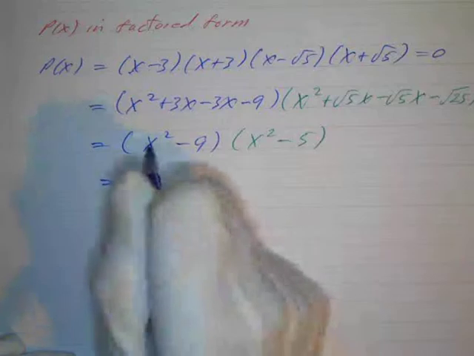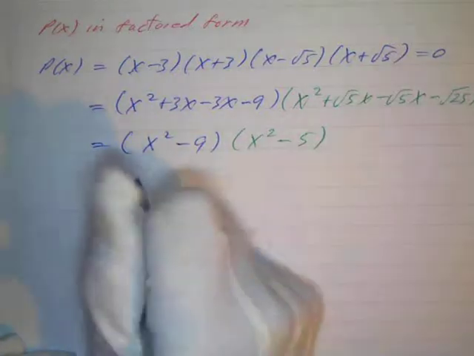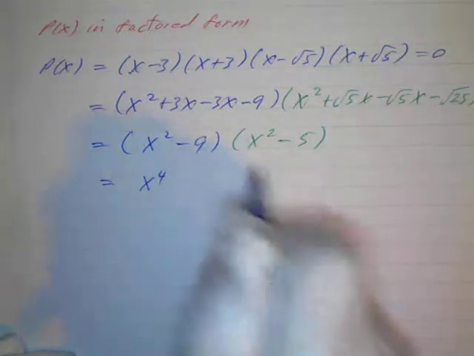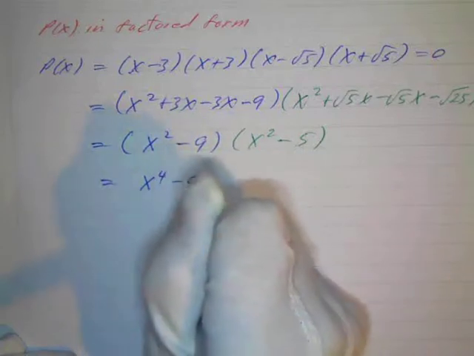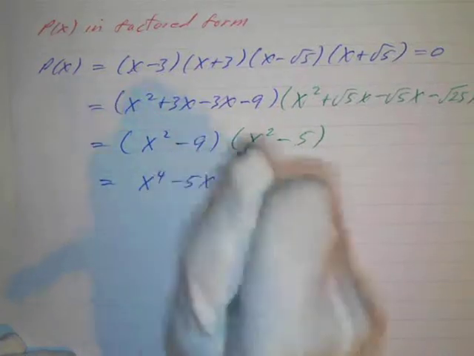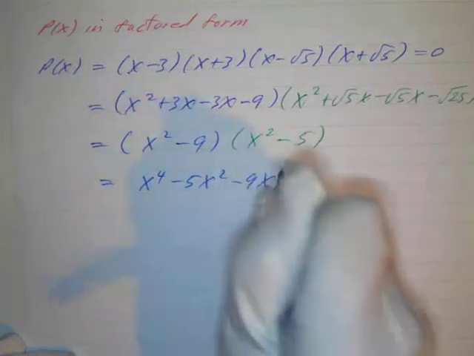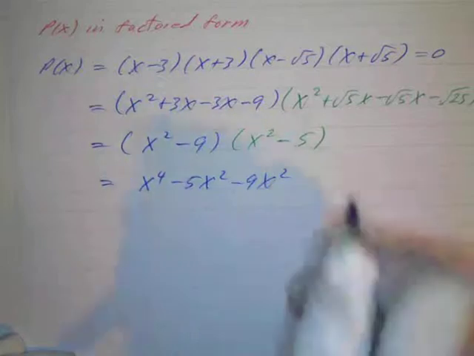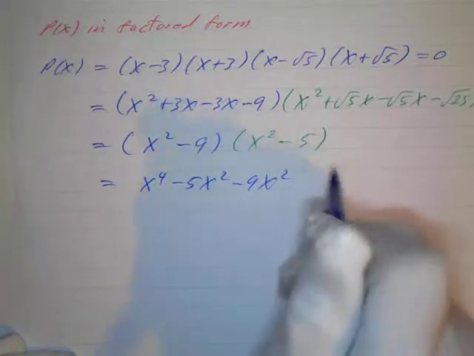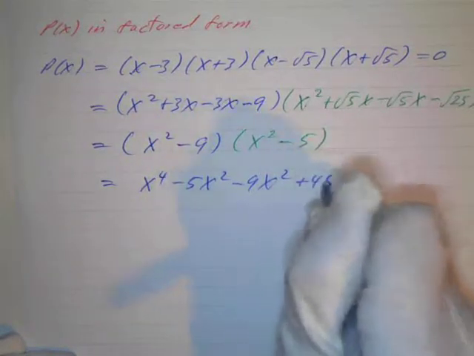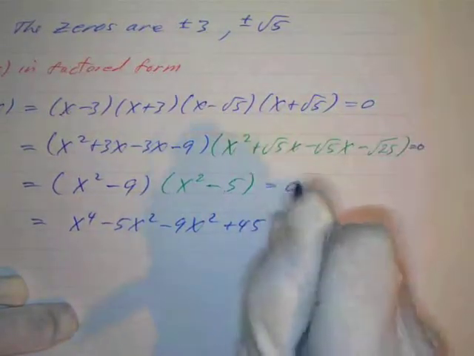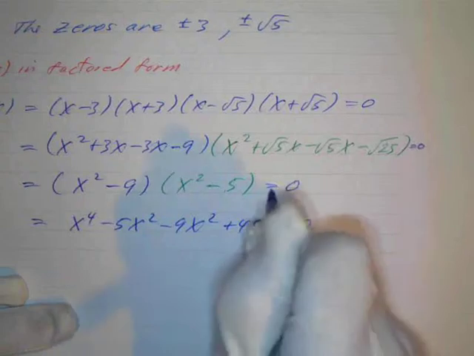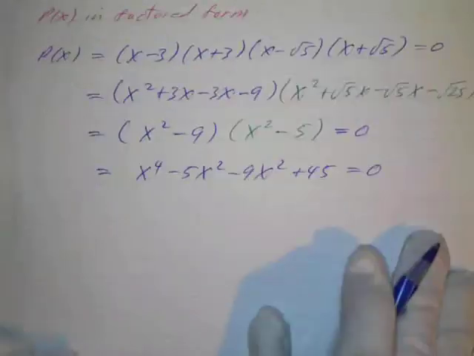So we can multiply these out. X squared times x squared is x to the 4th. And then x squared times negative 5 is negative 5x squared. And then negative 9x squared. And then finally negative 9 times negative 5 is positive 45. And again, these are all equal to 0, so I should put a little equal 0 on all these here, because these are equations we're trying to design from the given roots.